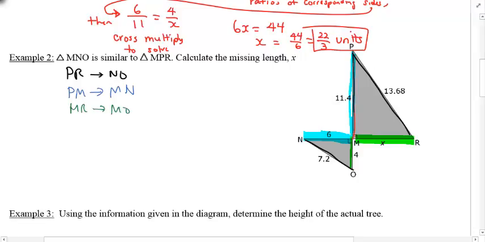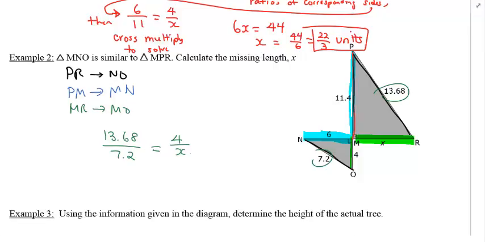Okay, so knowing this, I can find my ratio by looking at the PR and NO, because those are the two numbers I have. So 13.68 and 7.2. I'll equate that with the one that says X, so that means I want to make it equal to the ratio of 4 over X. Ugly decimals, but nonetheless the same idea. Let's cross multiply and solve.